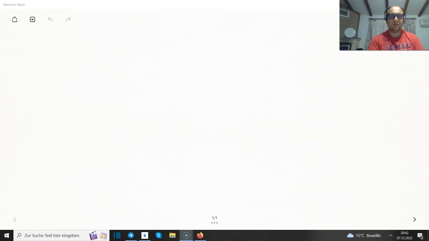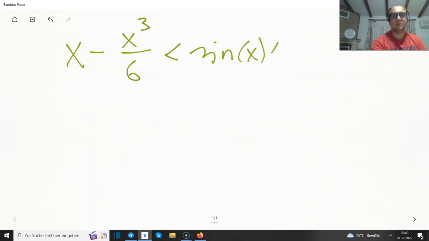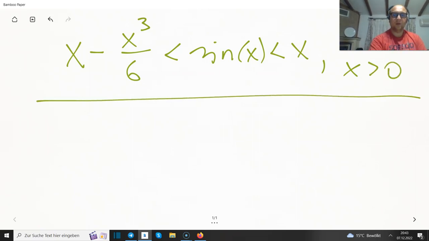Today I would like to prove a pretty nice inequality, or a combination of inequalities, involving sine x and x cubed. So x minus x cubed divided by 6 is less than the sine of x, and this is less than x for positive x values. Okay, we're going to prove it in two steps.